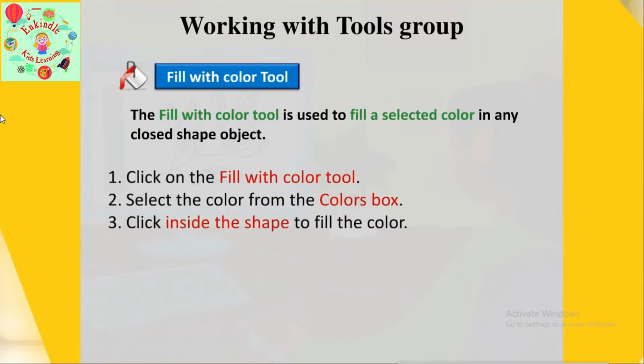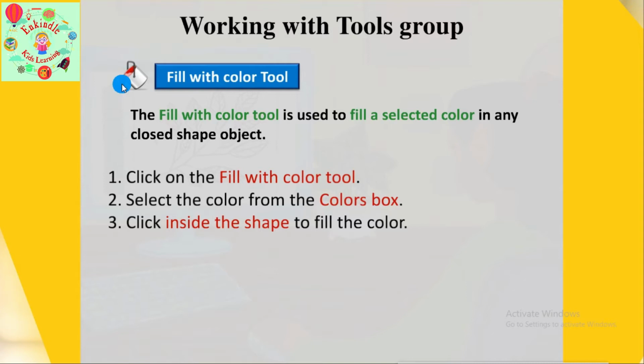Our next tool is fill with color tool. Fill with color tool is denoted by a bucket filled with color. The fill with color tool is used to fill a selected color in any closed shape object. In this, the bucket is already filled with red color. We can color the particular object or shape which is closed using this bucket.